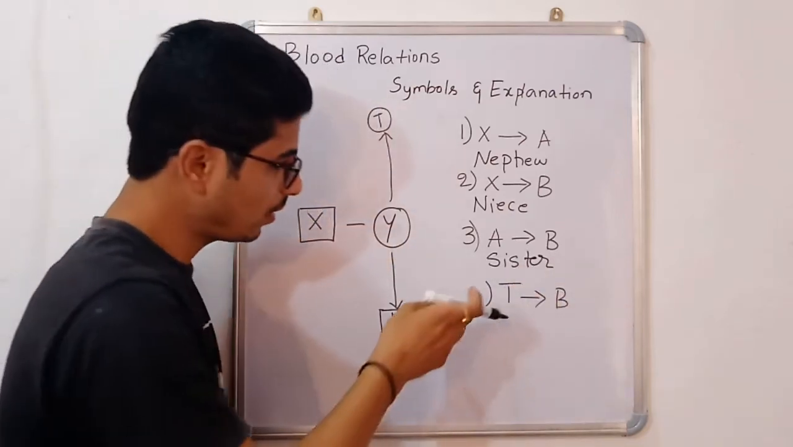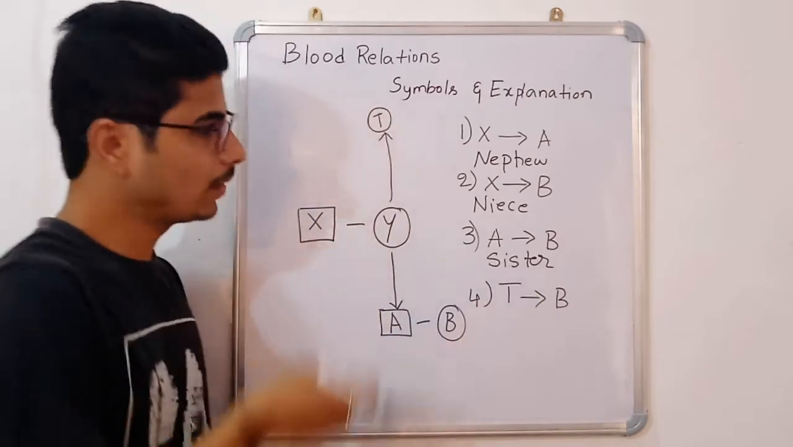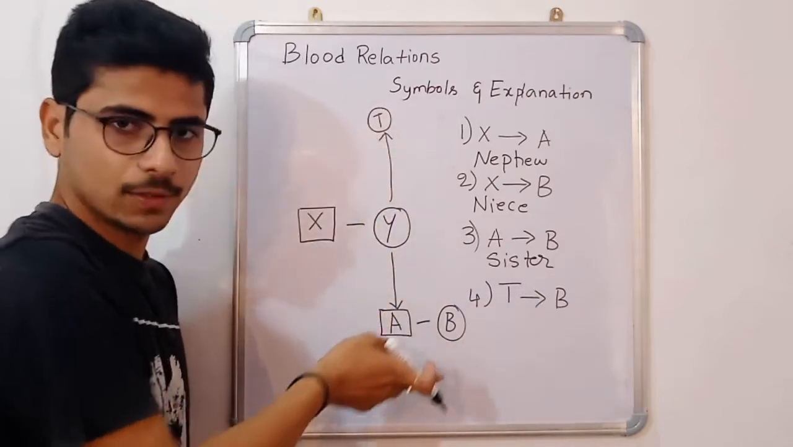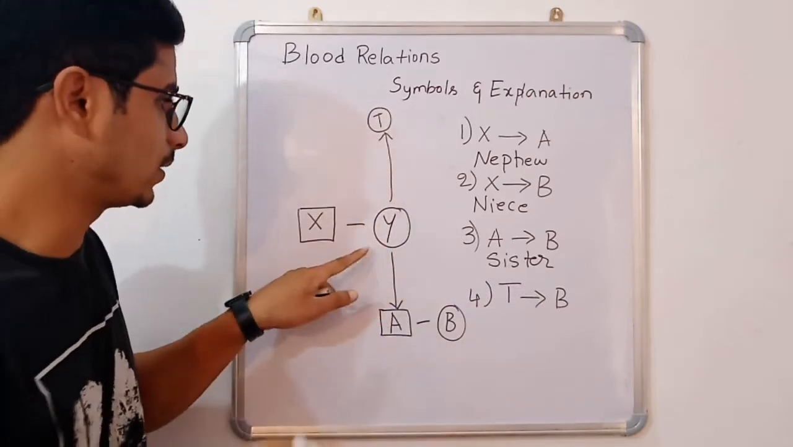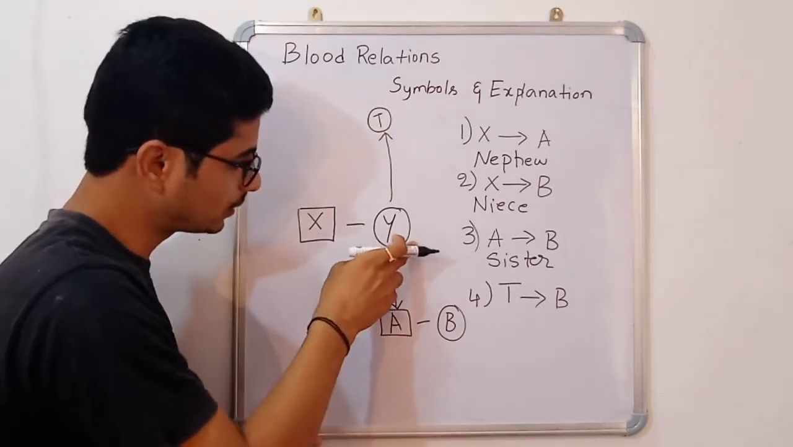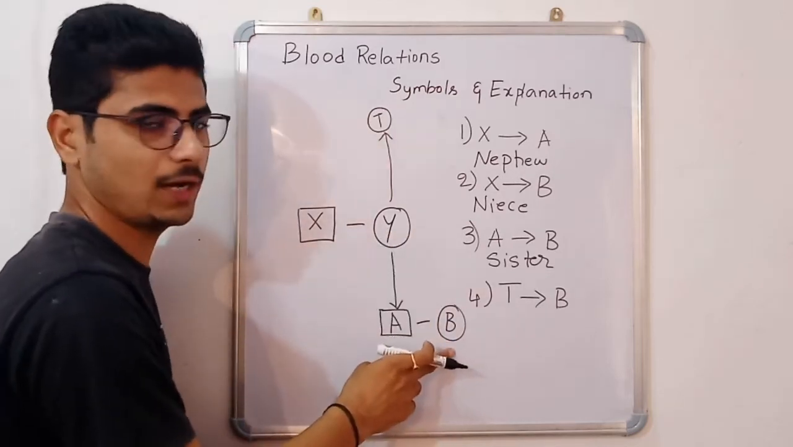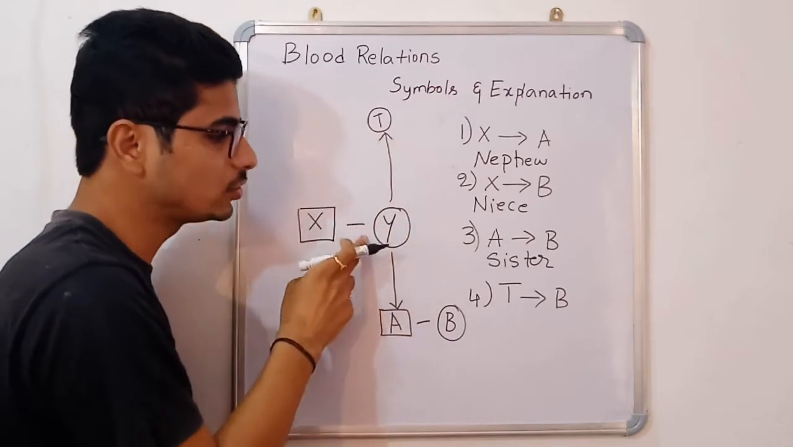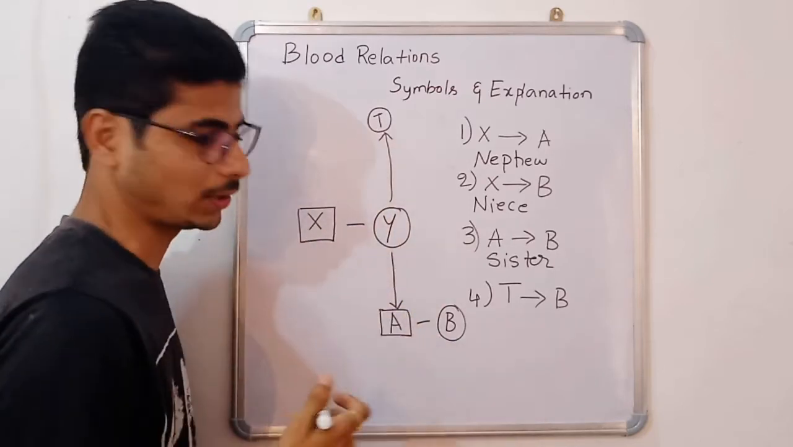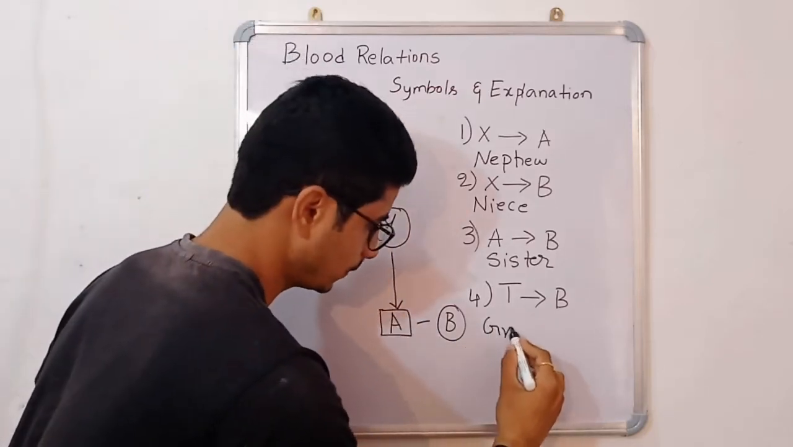We need to see from T to B. From T to B, right? So this T has a daughter who is Y. So his daughter's daughter, right? So this T will call his daughter's daughter a granddaughter. Okay, so granddaughter.